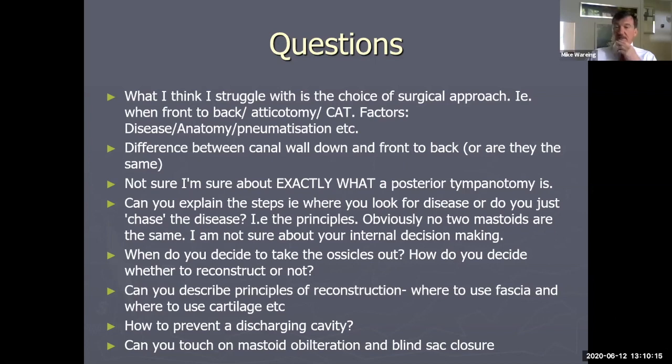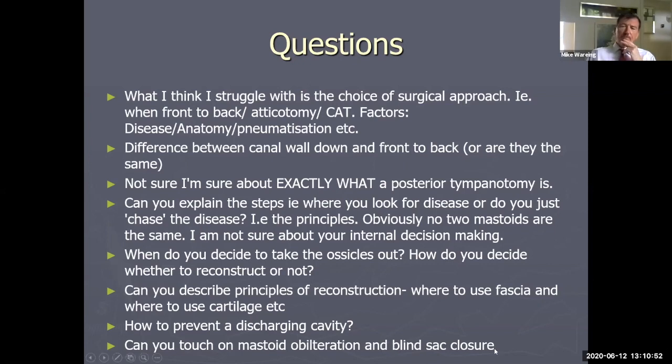And I think that's the bit that probably, as registrars, you may be worried about removing more bone, but the answer is as long as it's not a critical structure, then you should remove that bone so you can see what you're doing. We decide to take the ossicles out if we have to. If you can't get the disease out without removing the ossicles, then you have to take the ossicles out. We've spoken about fascia and cartilage, so I tend to use fascia. Cartilage, I tend to use underneath fascia, so the fascia epithelializes over it.